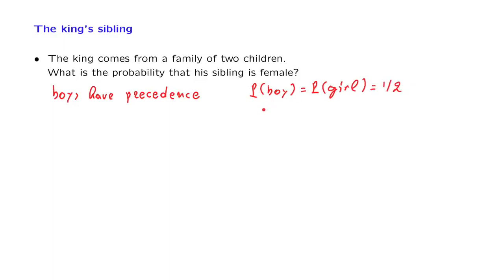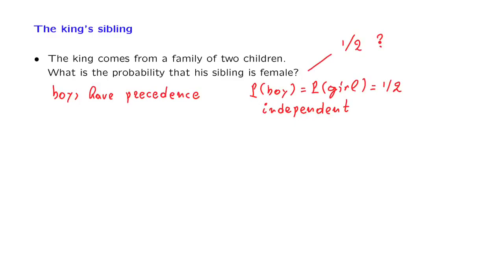And in addition, let's assume that different children are independent as far as their gender is concerned. Okay, given these assumptions, perhaps we can argue as follows. The king's sibling is a child which is independent from the king. Its gender is independent from the king's gender. So it's going to be a girl with probability 1/2. And so this is one possible answer to this problem.